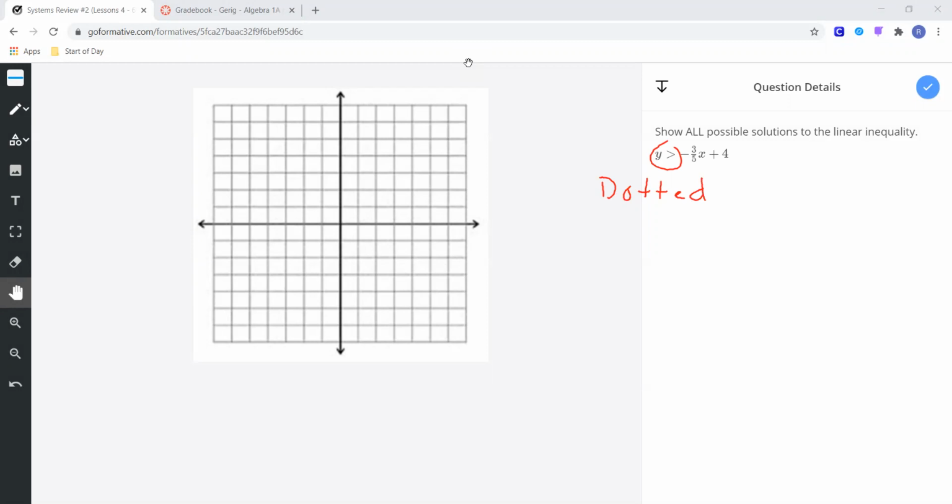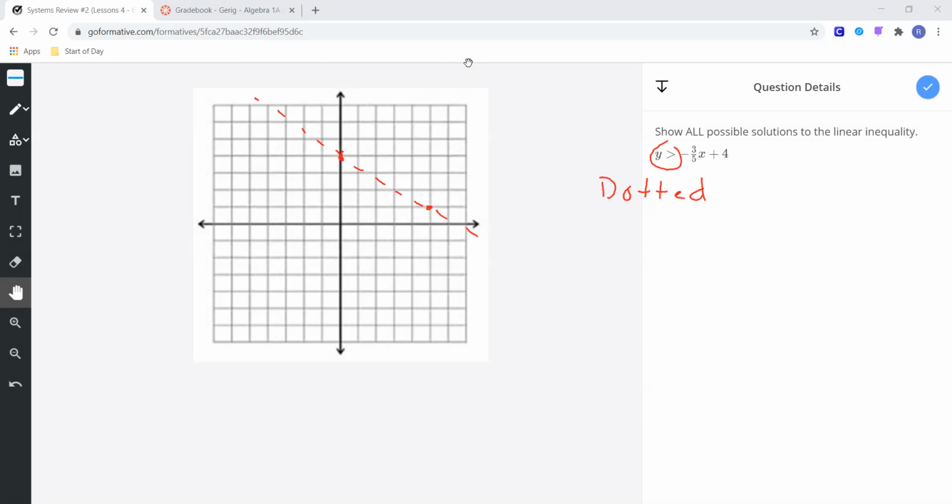So negative 3/5 x plus 4. I'm going to go up to 4, put a dot. From there, I'm going to go down 3, right 5, put a dot. It's supposed to be dotted. I'm going to just use my finger here. You can use the dotted tool on GoFormative if you like, but this is fine too.